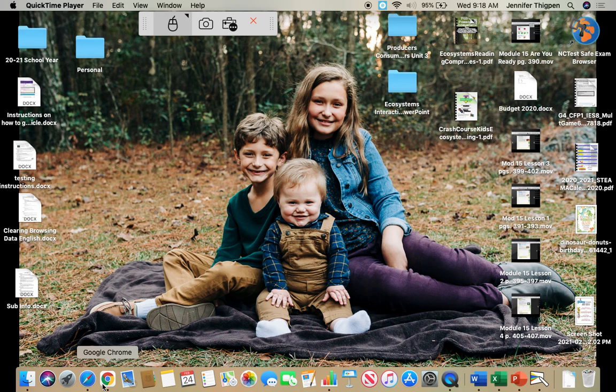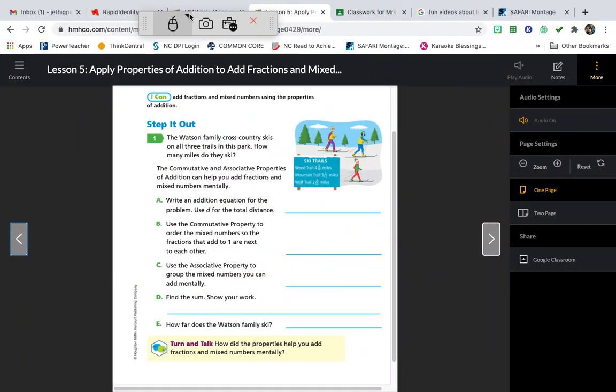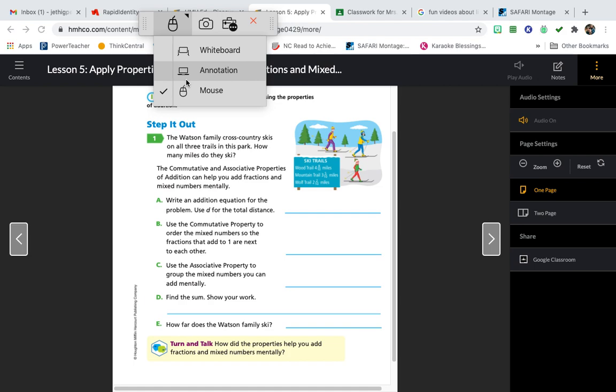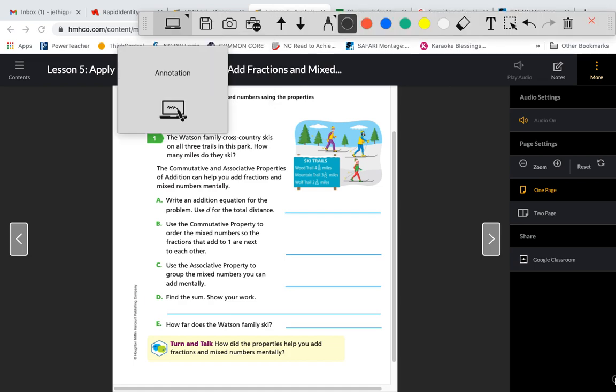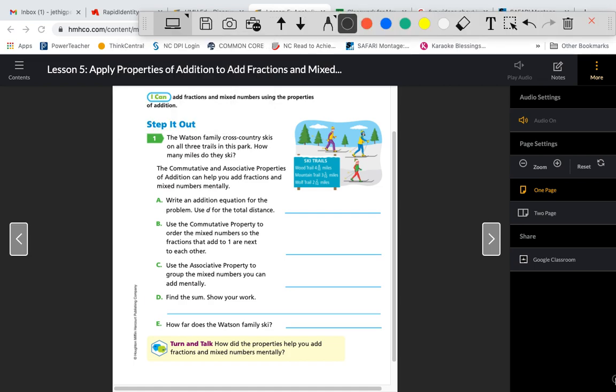Module 15, lesson 5, and you'll find that on page 409. Today's objective is to add fractions and mixed numbers using the properties of addition. Just remember, the commutative property is when you can add the numbers in any order that works for you. And the associative property is when we're combining two numbers so that we can mentally add.